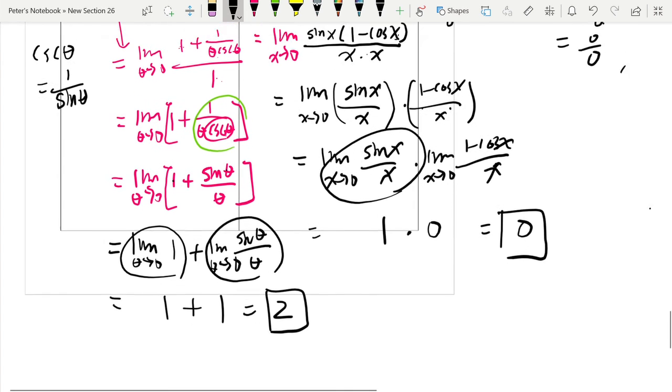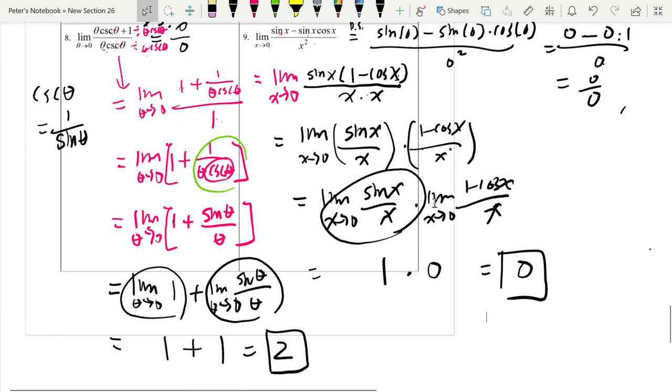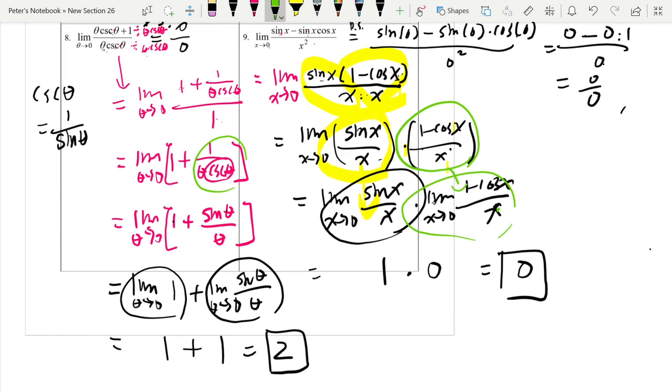The limit value is 0. And the main important part is how you spotted sine x times 1 minus cosine x over x times x. You can break this into sine x over x times 1 minus cosine x over x. And then, ooh, nice. That thing becomes that, and this thing becomes that. And then each one of them is going to be 1 and 0. Ain't that lovely? And this is why, oh yeah, Kataya, you have a question?